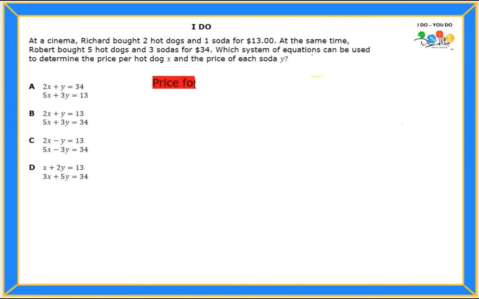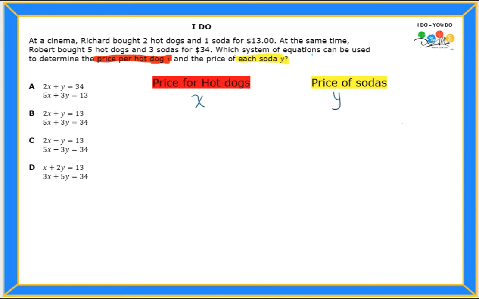Okay, so let's go ahead and use that to start my problem. The first thing I'm going to write down is that the price for the hot dogs will be represented with X, and the price for the sodas will be represented with the Y. I can see that on the last part of the question, where it says price per hot dog X, and the price for the soda is going to be the Y. Okay, so now I know what X is and what Y is.